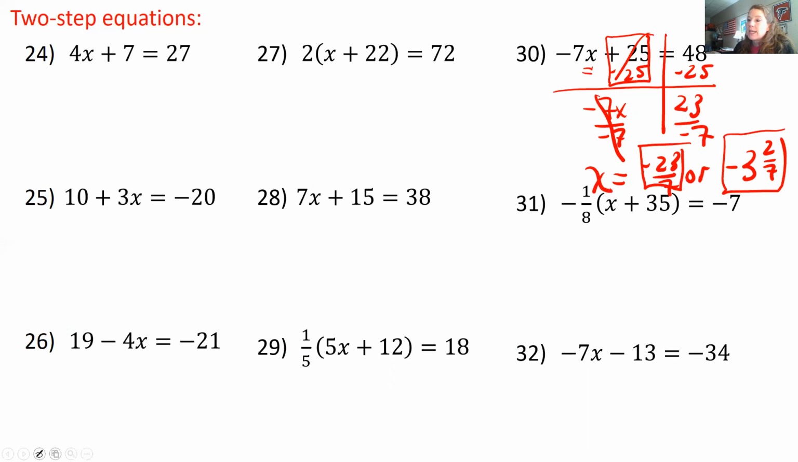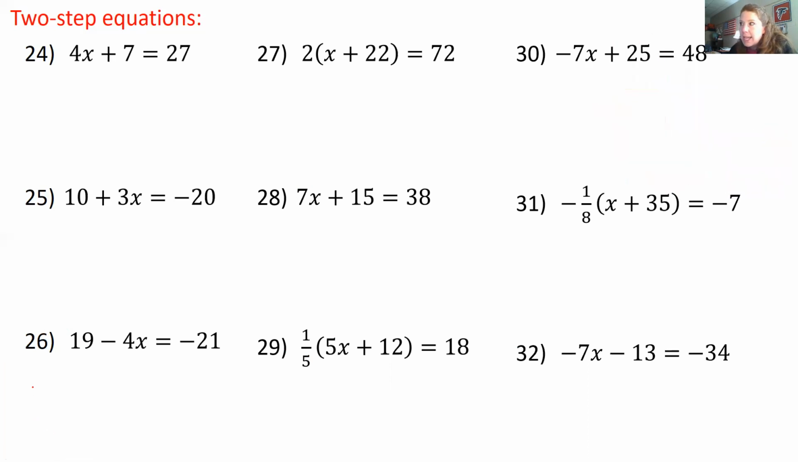All right, number 31, we're going to get rid of times 1/8. So how do you get rid of times 1/8? You multiply it by its reciprocal. You flip it. And it's a negative. So how do you get rid of a negative 1/8? You flip it, multiply it by its reciprocal, which a negative times a negative is a positive. So that would be 8 over 8, which is 1. So I'm going to multiply both sides by negative 8. Okay.